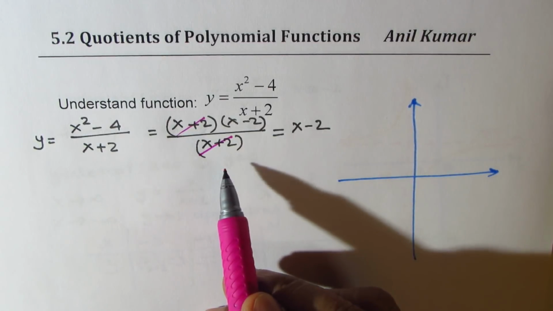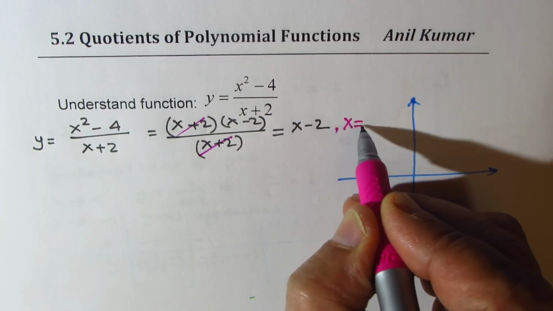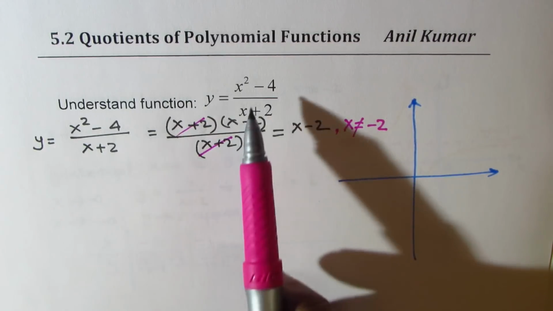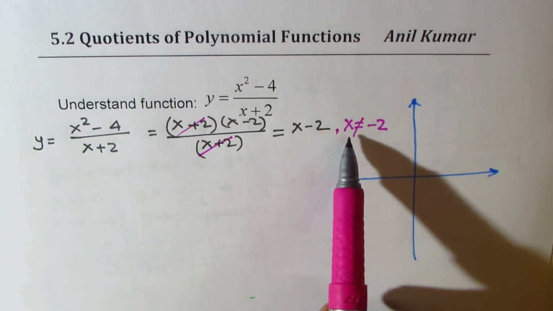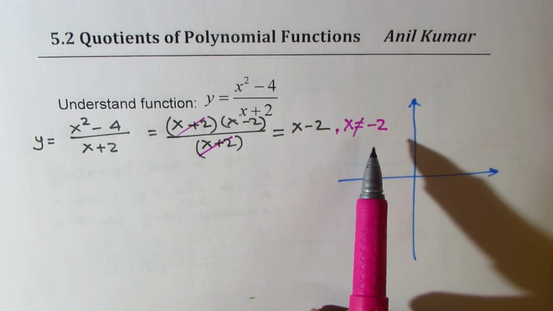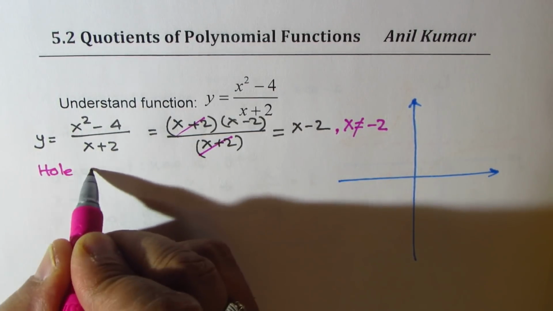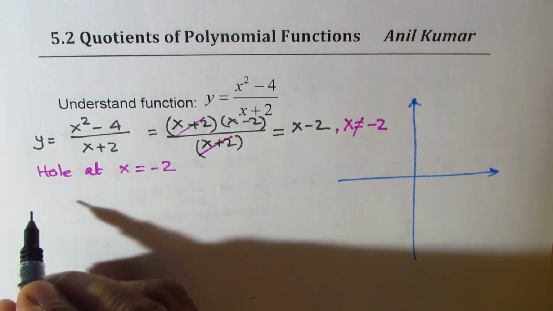But remember, as soon as these factors are cancelled, we have to write that x is not equal to minus 2. That is a must, because the given function is actually not x minus 2. It is x minus 2 where x is not equal to minus 2. Correct? So what happens at minus 2? We have a hole at x equals minus 2. That is the whole idea. So when you sketch the graph of this function, you have to take care to show the hole at x equals minus 2.